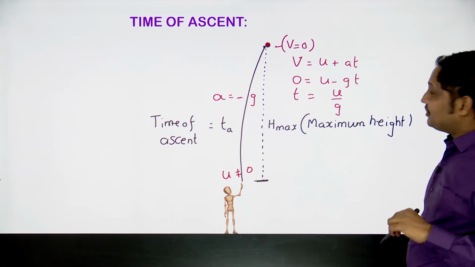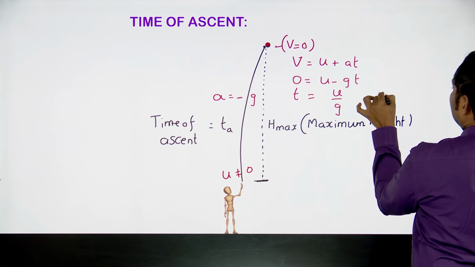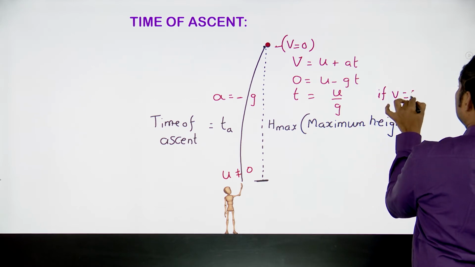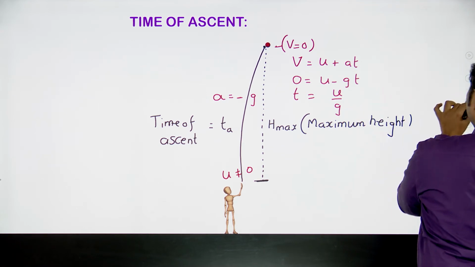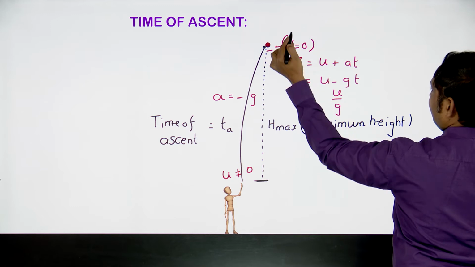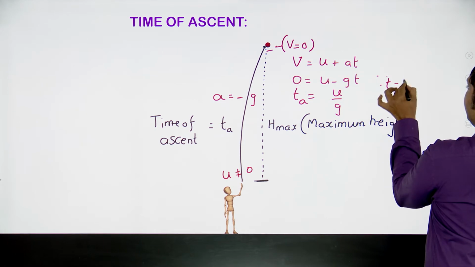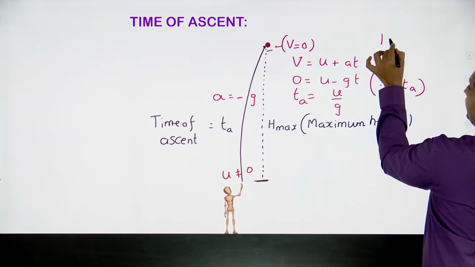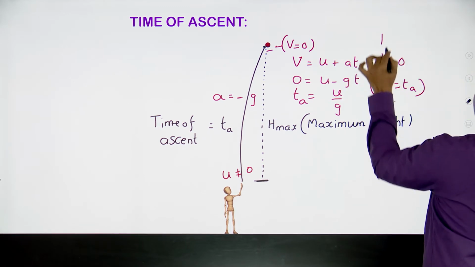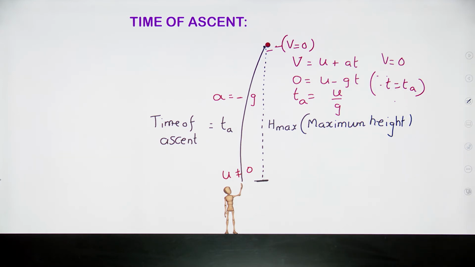Right, time taken to reach that maximum height, we just have to take that T. If V is equal to 0, we are going to get this one, it's very clear. At maximum height, that is going to be the time of ascent. So, since T is equal to TA and V is equal to 0, H is H maximum, we just have to take this one. You are all going to identify all these parameters, just have a look into that one.